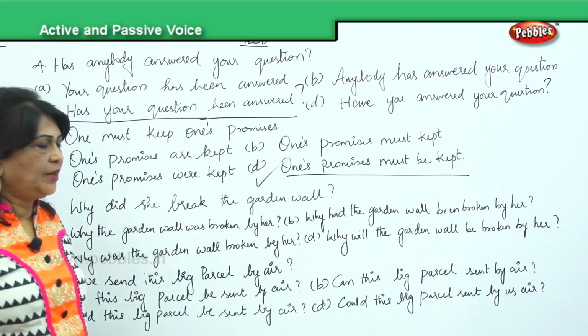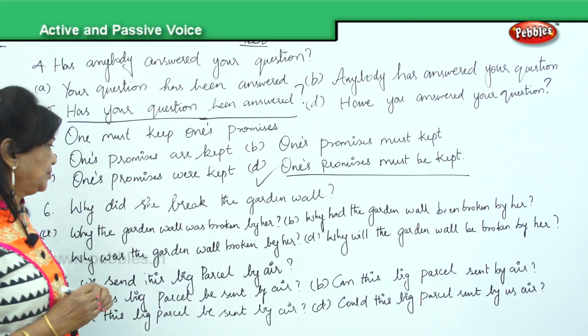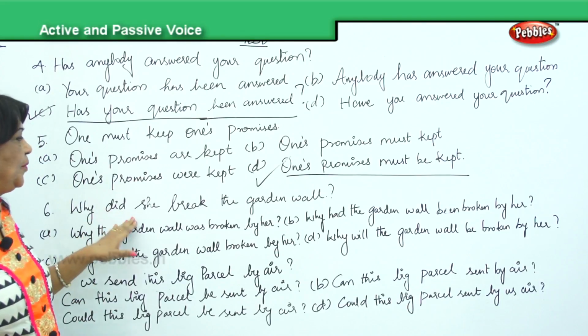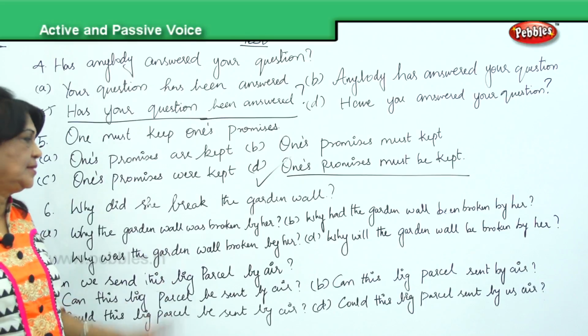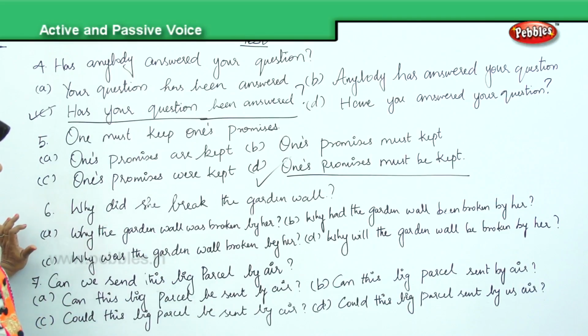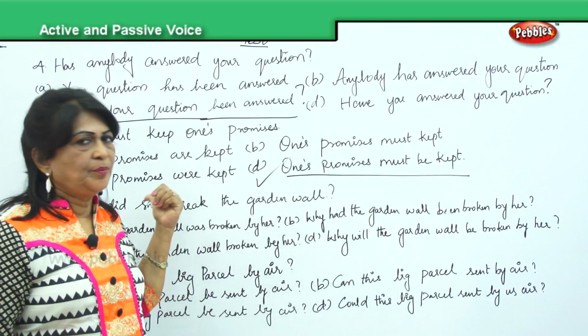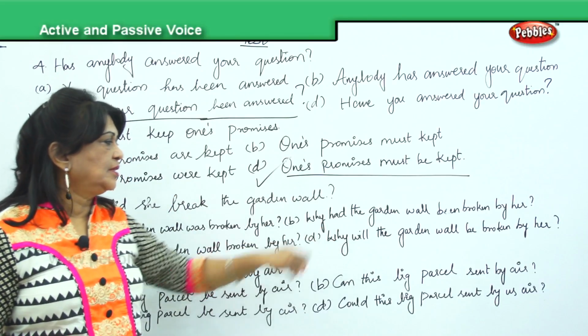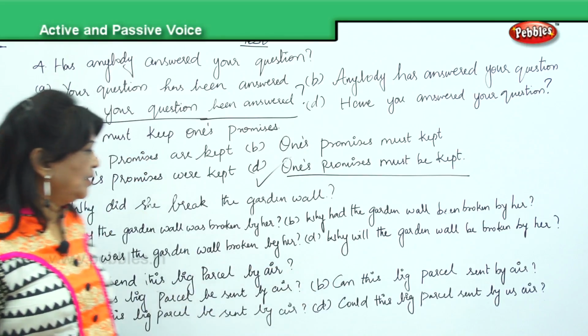Which is the correct option? Think. Apply the rules that I taught you. Why did she break the garden wall? It's just simple past tense. Which is the correct answer? You cannot have this because only if you have perfect tense there, you will have this. And this is wrong English and this is also wrong English.